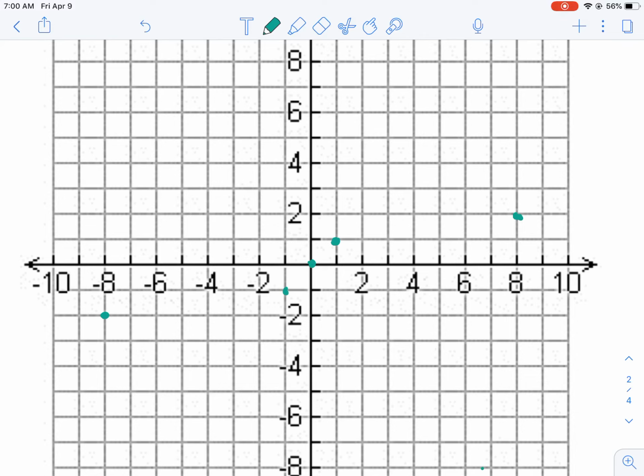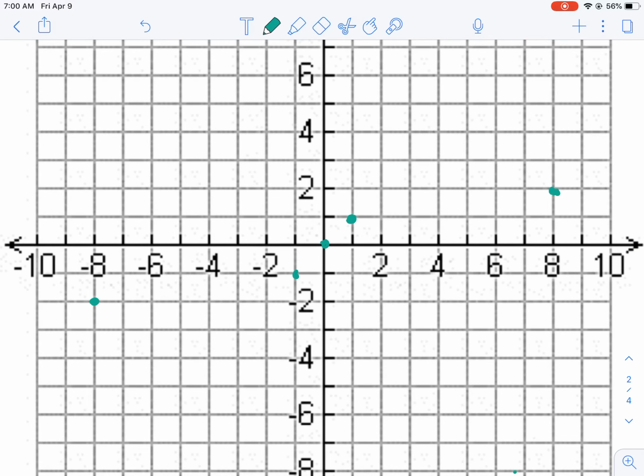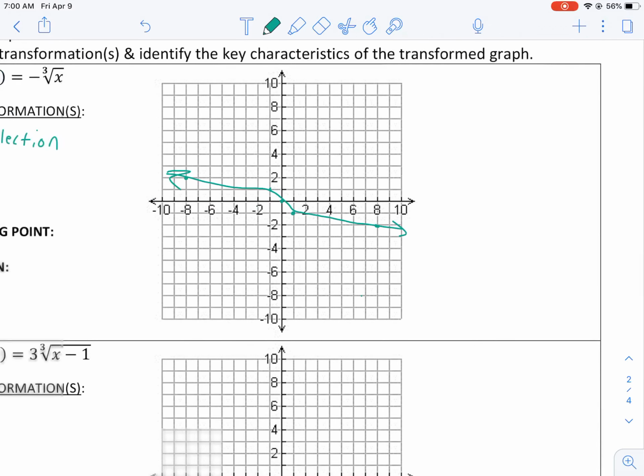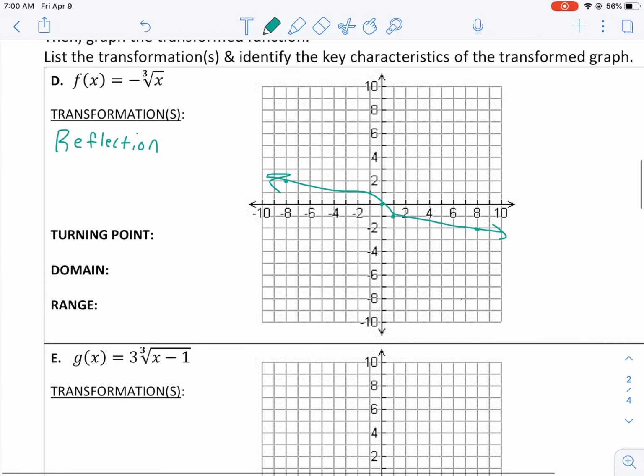For reflection, that means we're reflecting everything over the x-axis. We're going to take the points up and put them down. This point right here, that's up 2. We're going to move that to down 2. This point's up 1, so we move it to down 1. This point's down 1, so we move it to up 1. This point's down 2, so we move it to up 2. And this point here stays the same because it's on the x-axis. We just reflect it. Everything flips. Now we connect our points, and this is our cube root function. So that's how you would do a reflection. You can do a reflection first and move things around if you want.